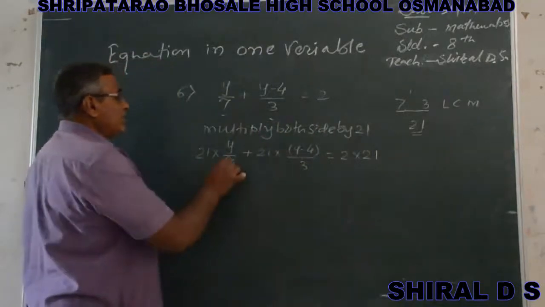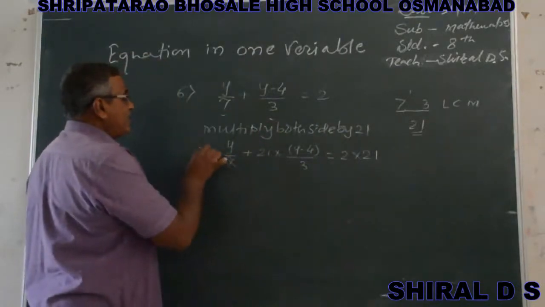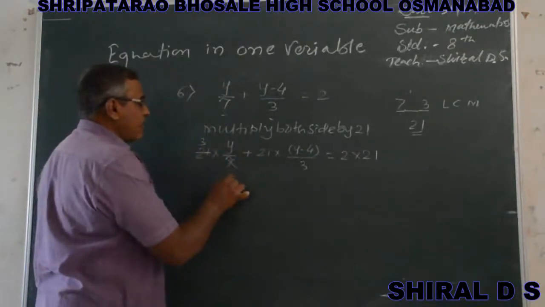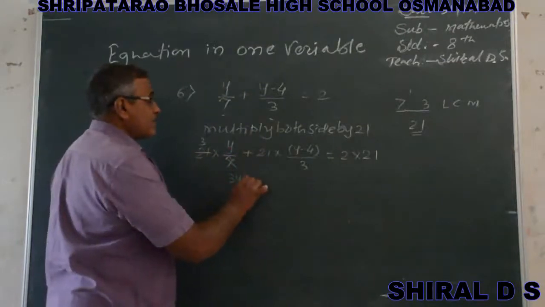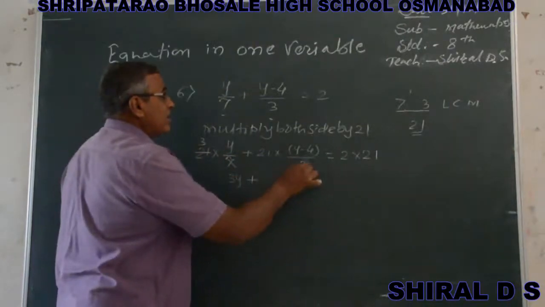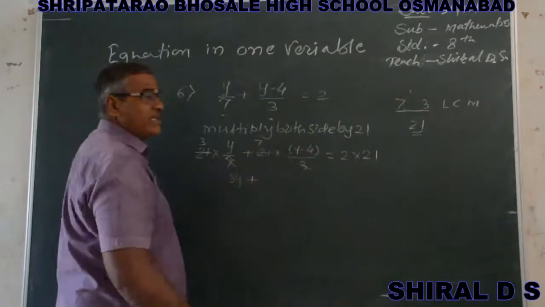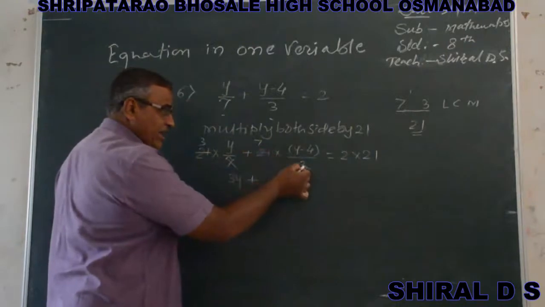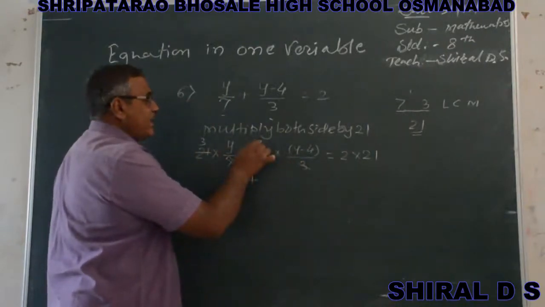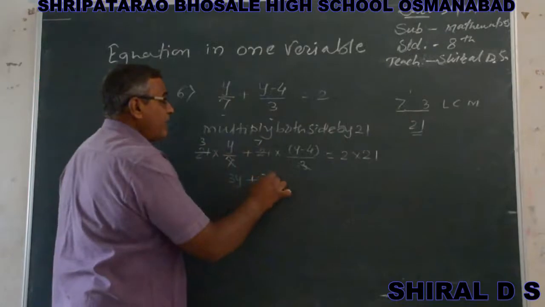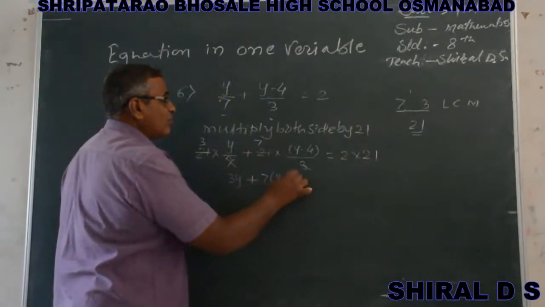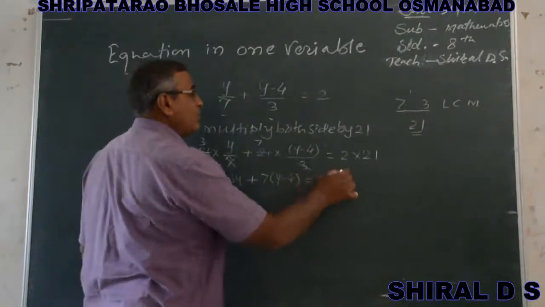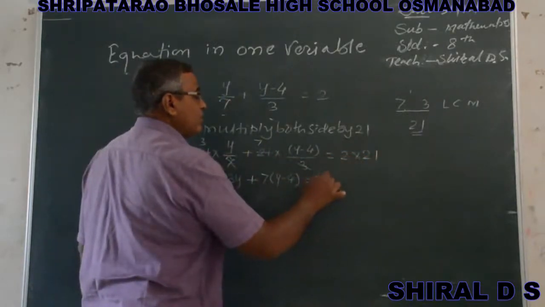Then division takes place: 7 into 3 is 21, and 3 into y is 3y. Plus, look here, 3 into 7 is 21. We divide 21 by 3, then the division gives 7. So 7 under bracket (y minus 4), 7 is the multiplier of this bracket, is equal to 21 into 2, which is 42.